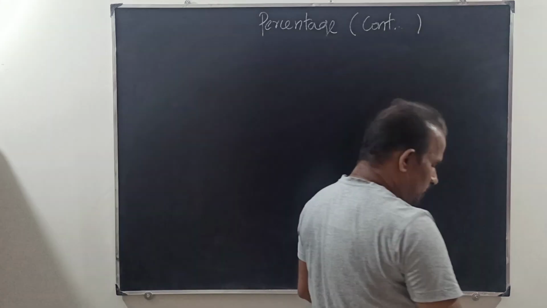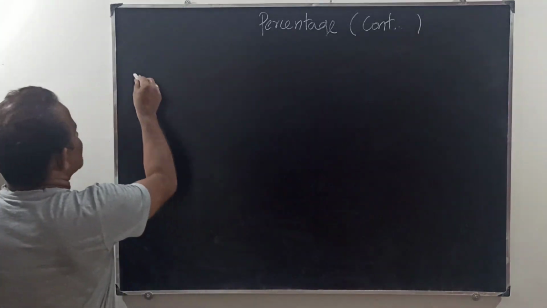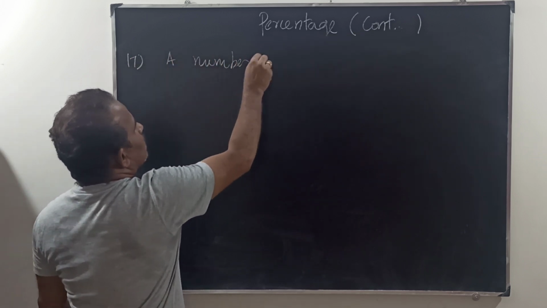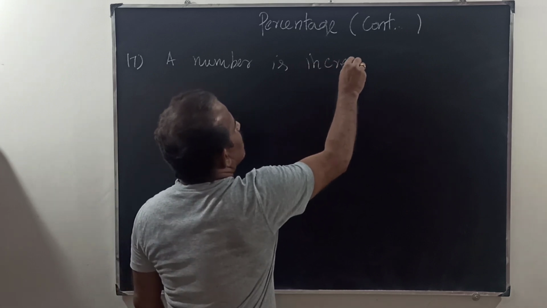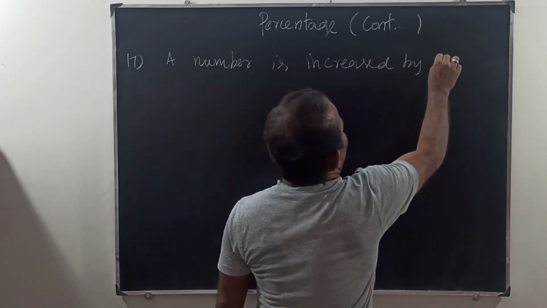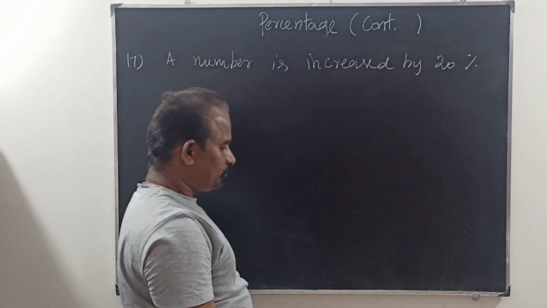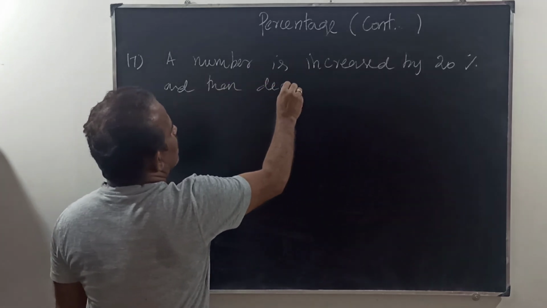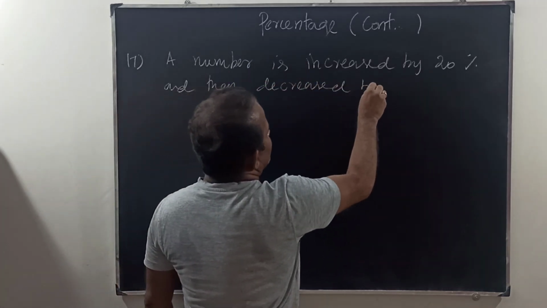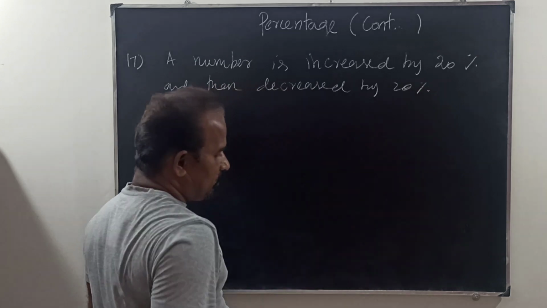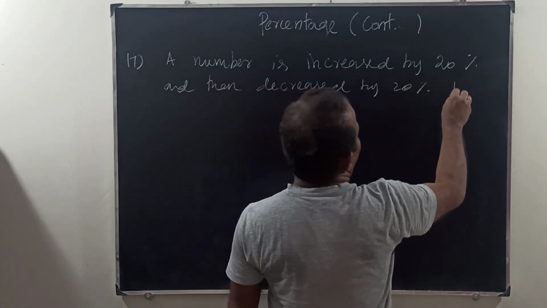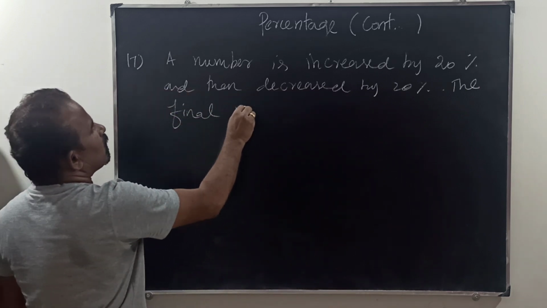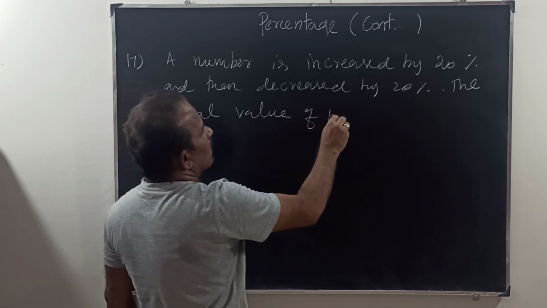The 17th problem: a number is increased by 20% and then decreased by 20%. What is the final value of the number?